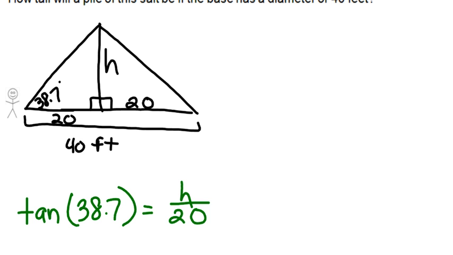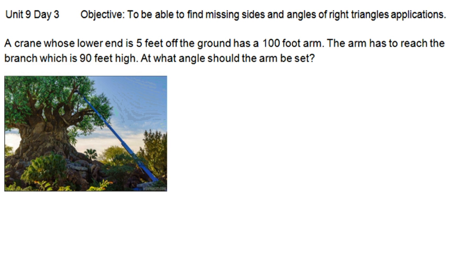Let's try another. A crane whose lower end is 5 feet off the ground has a 100-foot arm. The arm has to reach a branch which is 90 feet high. At what angle should the arm be set?